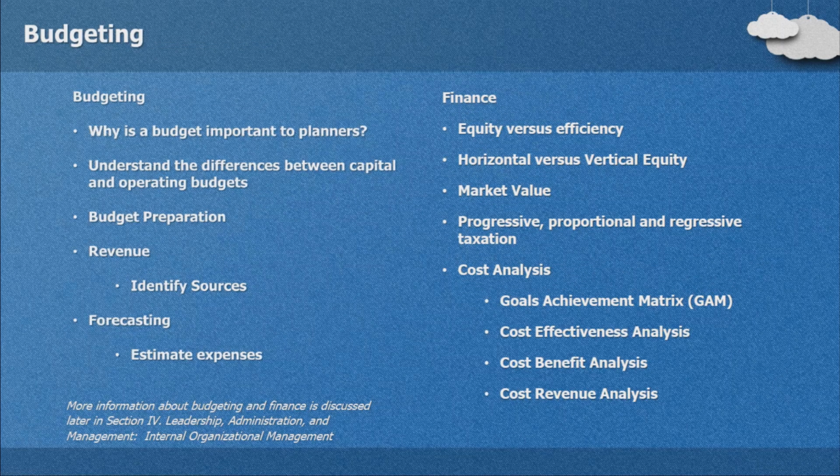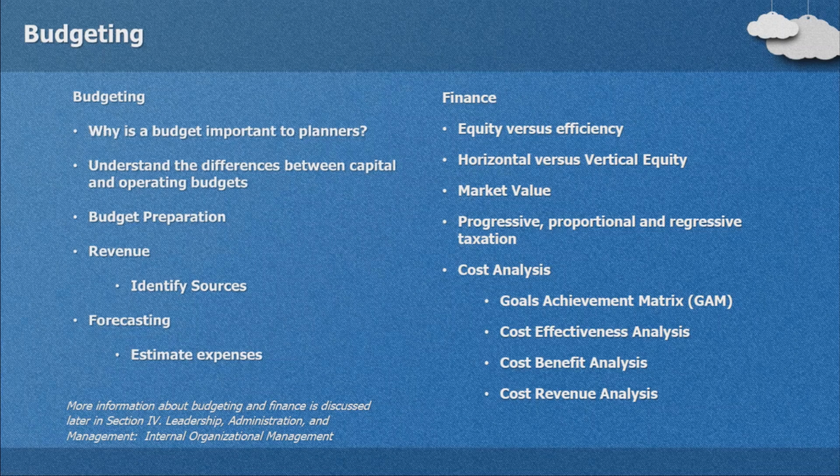Related to budgeting, know why budgeting is important to planners, and understand the difference between a capital budget and your department's operating budget, how you would go about preparing a budget, identifying your revenue sources, forecasting and estimating budgets or expenses. Related to finance, equity versus efficiency in financing, horizontal versus vertical equity. Some key terms, just know what they are: progressive, proportional, and regressive taxation.